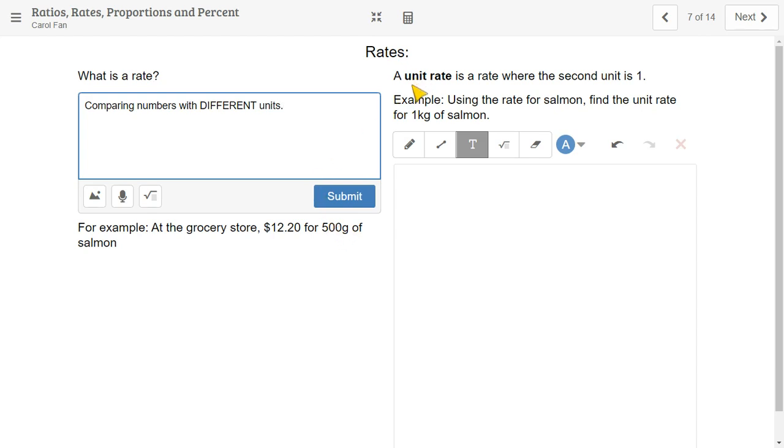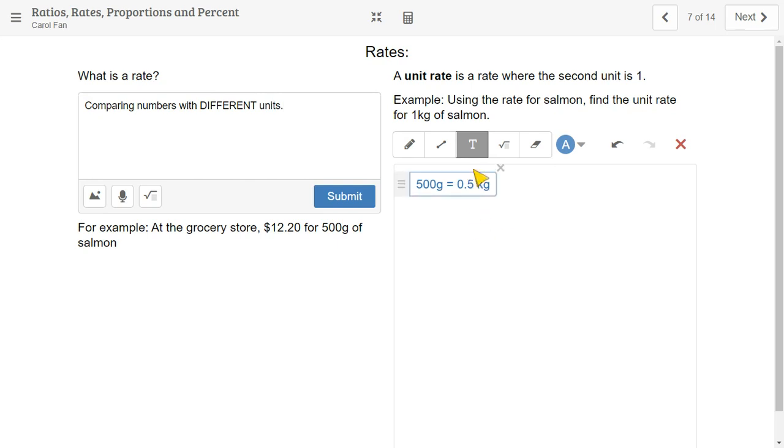Now we can go on to talk about a unit rate. The unit rate is when the second unit is a round number of 1. This makes it useful because if we're comparing something at the grocery store that's sold in different quantities, it would be helpful for us to have 1. Now, let's take a look at the salmon again. We can look at the unit rate, but we're going to use 1 kilogram instead. Just a side note here, 500 grams is equal to 0.5 kilograms.